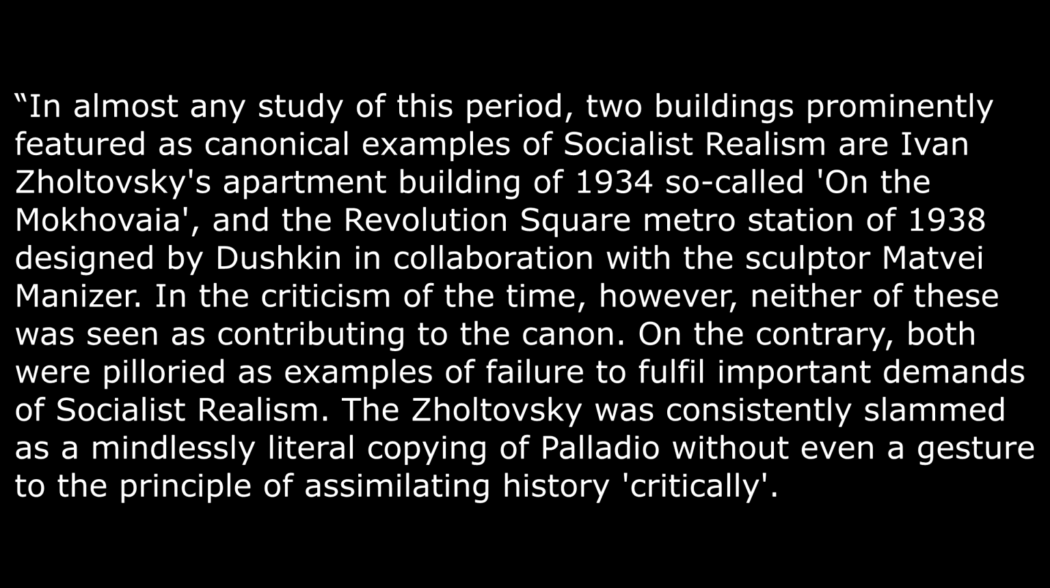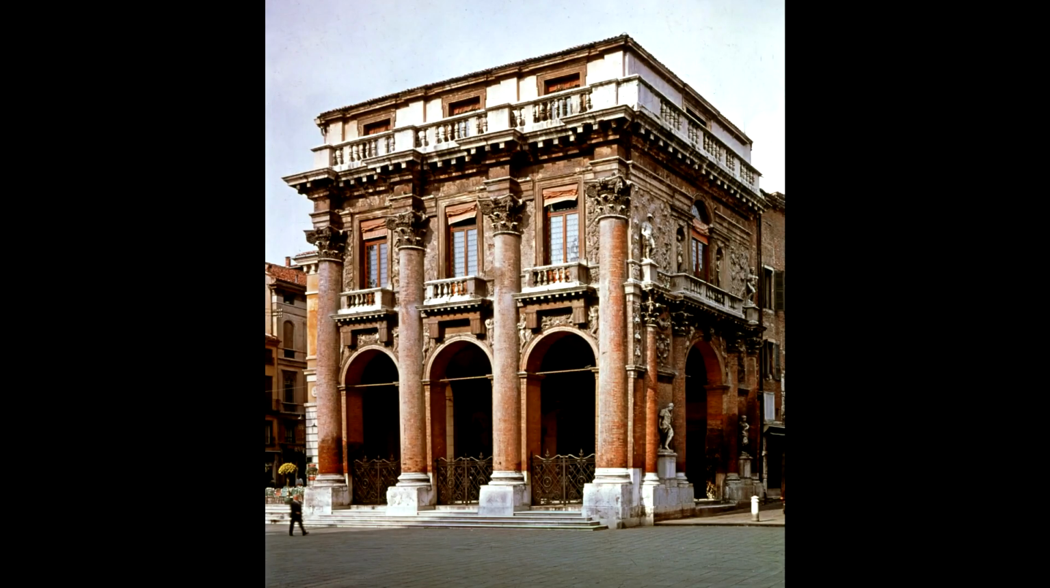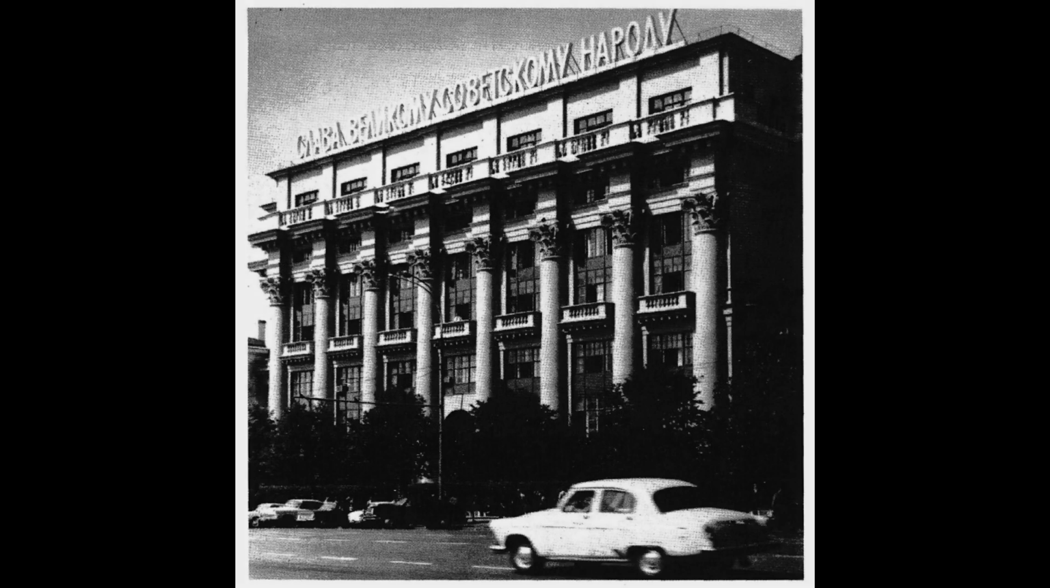The Zholtovsky was consistently slammed as a mindless literal copying of Palladio, without even a gesture to the principle of assimilating history critically. And I will put here a picture of this, this is what the Zholtovsky building looks like, and this is what a building by Palladio looks like. So they said that he's just mindlessly copying it, and not critically assimilating it. Cooke continues, the giant order, in other words, the giant columns, absurdly unrelated to the building's internal spaces, was deemed entirely inappropriate as a solution to monumentality in a residential building where this quality should grow out of the real functional elements of housing. Like I said, it looks a bit odd.